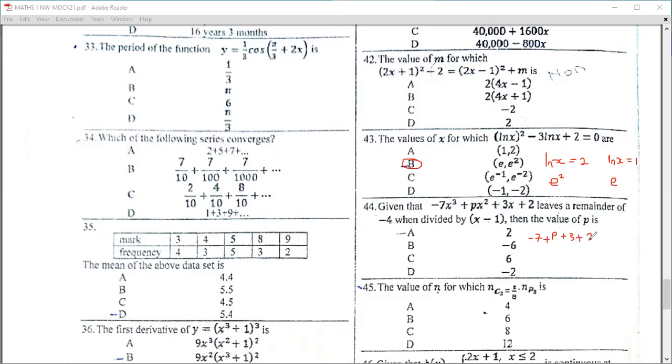What should this be equal to? It leaves a remainder of negative 4, so I have to put my negative 4 here and solve for p. We carry this negative 7 to the right hand side. We have 7 minus 4, which is 3, and then minus 5 gives us p. So our p should be negative 2. When you solve for p here, you should have negative 2.